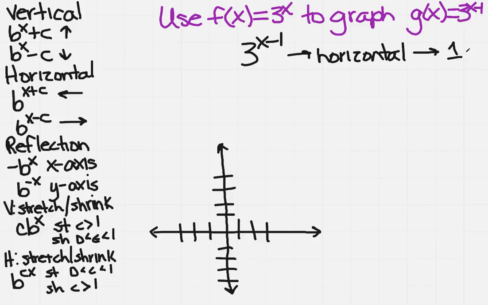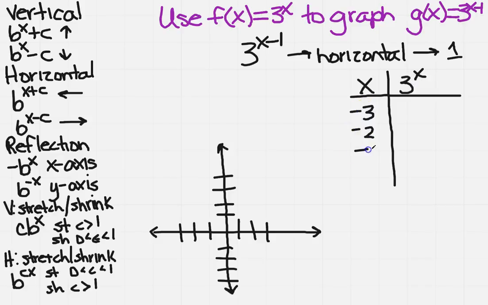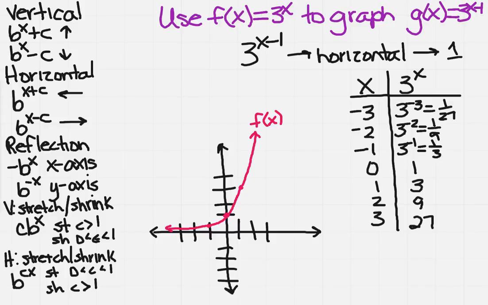So what I need to do is figure out what the graph of 3 to the x looks like. The easiest way to do that is a t-table. So I'm going to have my x values, and I'm going to define 3 to the x. I think the easiest, again, is minus 3, minus 2, minus 1, 0, 1, 2, and 3. So I want you to plug in those values, come up with answers, and then come back and check those. So here's what you should have gotten for your graph for f of x.